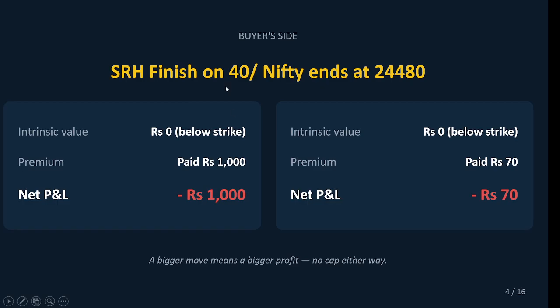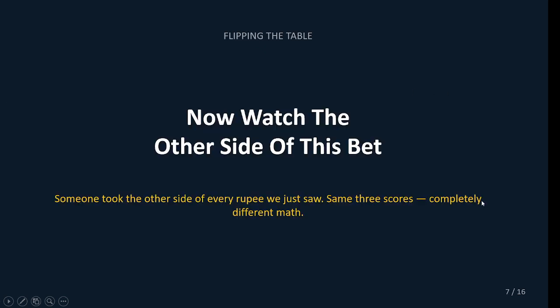Similarly, if SRH doesn't score 50, if it goes anywhere below 50, the payout will be zero, and the maximum loss that you will make is the premium that you paid, which is 1,000 rupees. Similarly, if Nifty is ending somewhere below 24,500, the max loss you can make is 70 rupees.